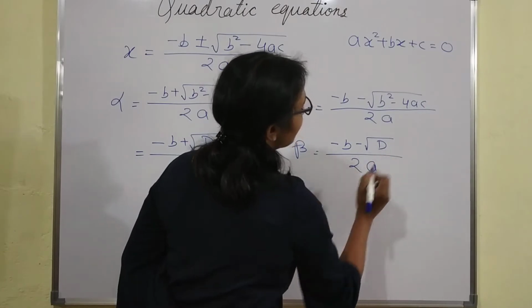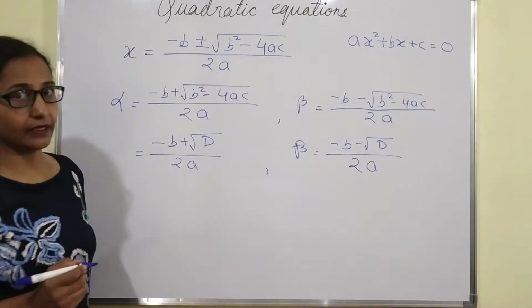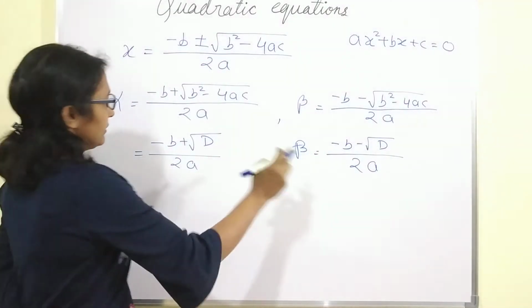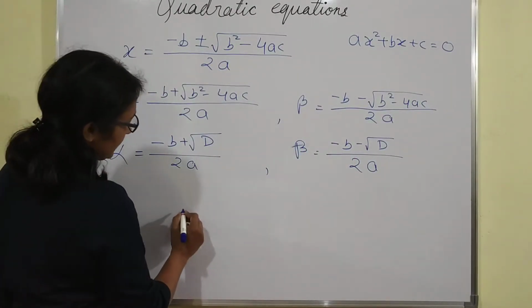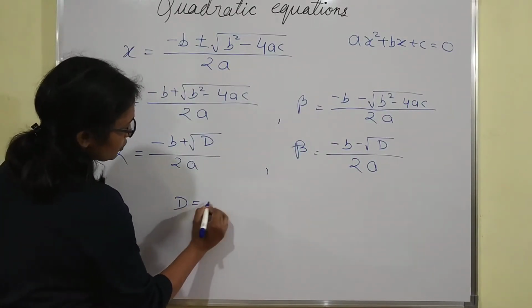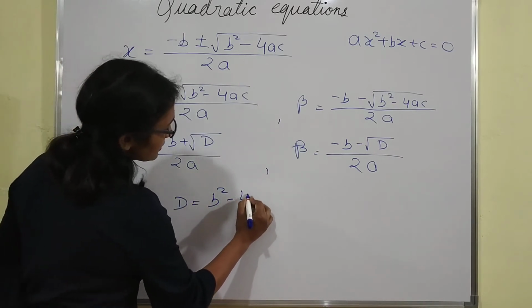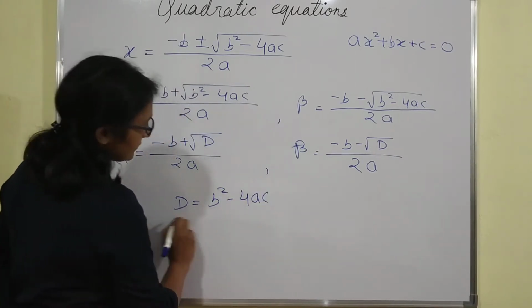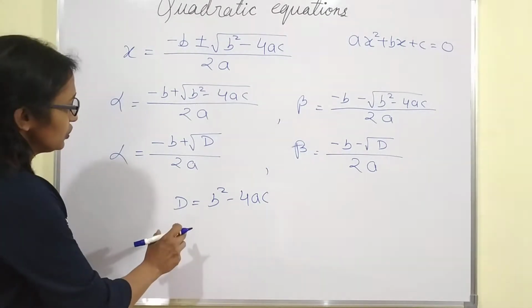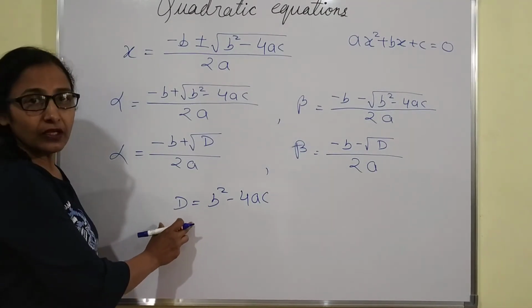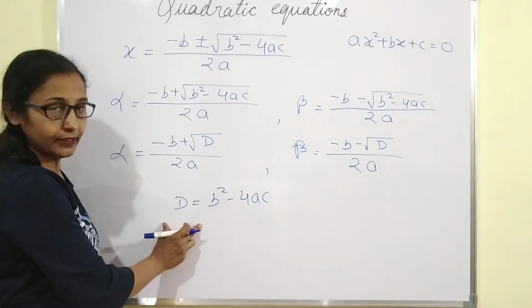So what is d here? D is the discriminant in both cases. So this is alpha, this is beta. So d equals b square minus 4ac. This is the discriminant. Now, the nature of roots depends on the value of d.